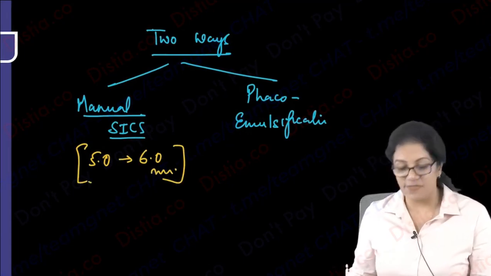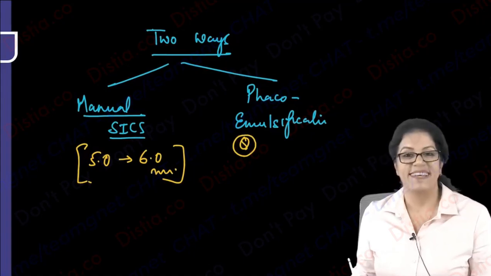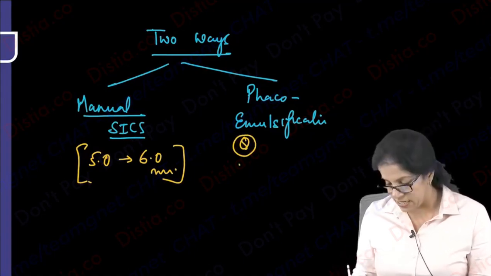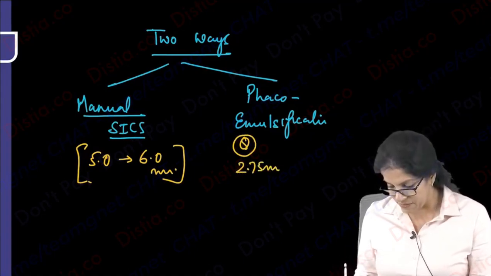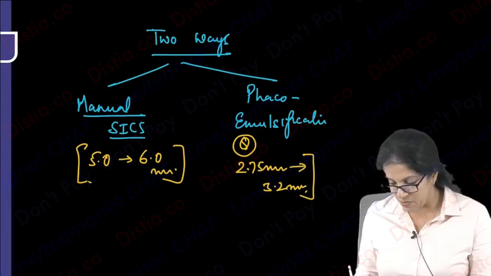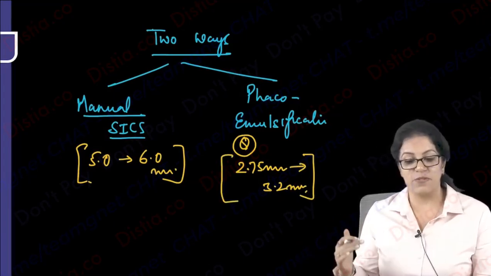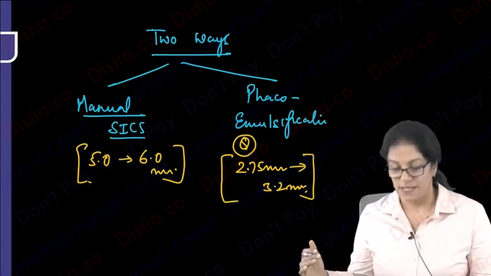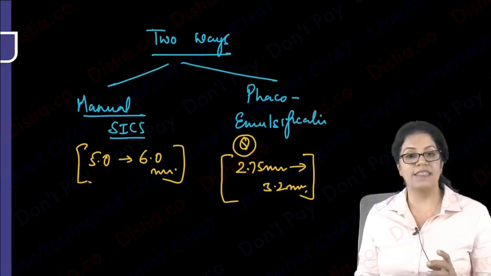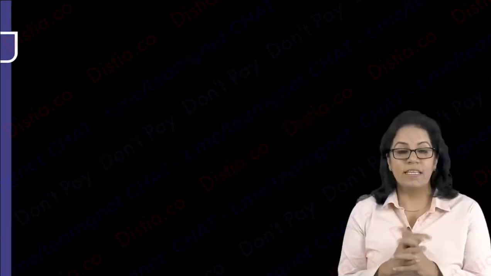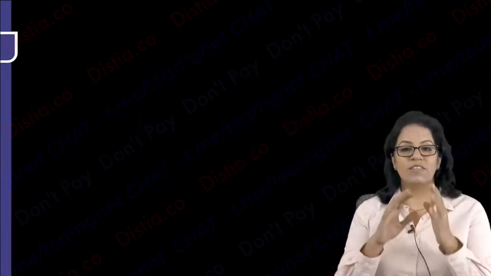Whereas in phacoemulsification, this is a cube. And what is the incision length? 2.75 mm to 3.2. So you can learn it easily as paune 3 se sawa 3. So 2.75 to 3.2 millimeters. Now, first we will understand what is manual. Next we talk about small incision cataract surgery.